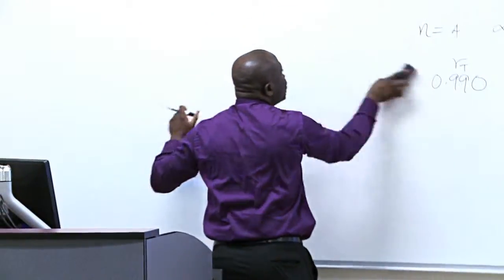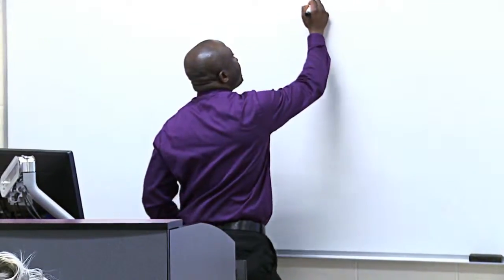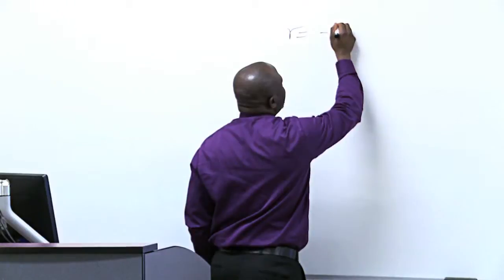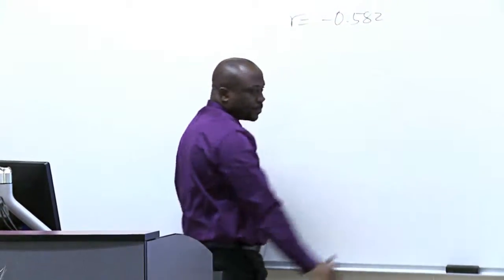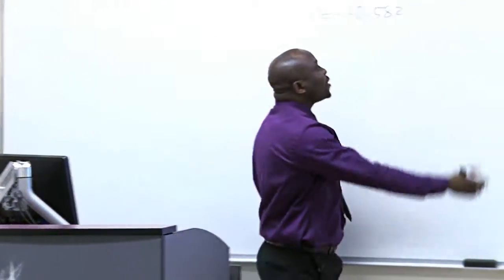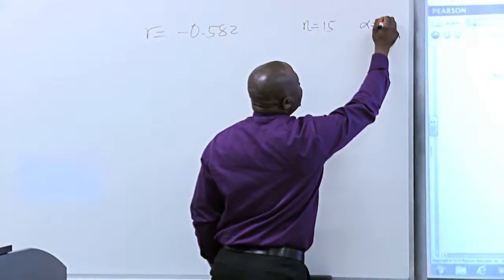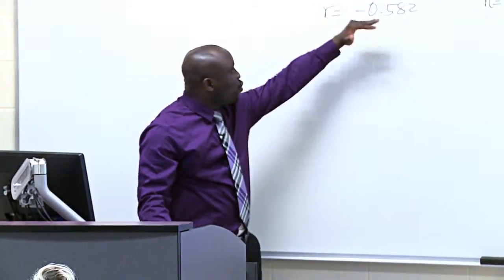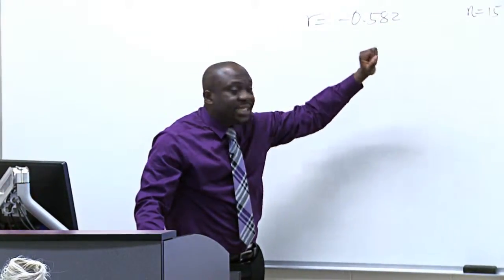Now, assuming you do another computation, you compute the R. R is now negative 0.582. And then you are told that in that question, n is 15, alpha is 0.05. So you have computed that, but that's not the end. It must go through the test.